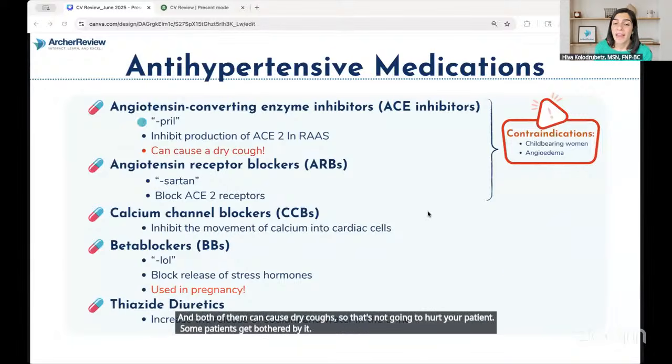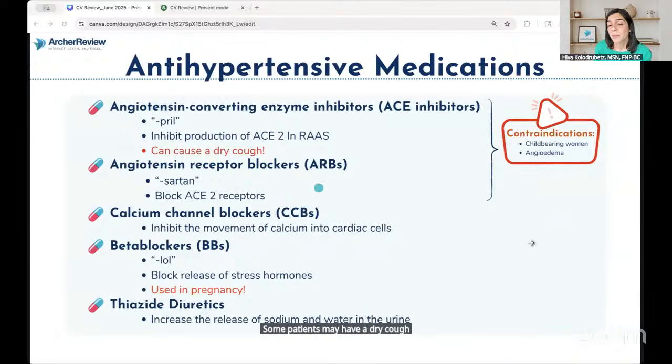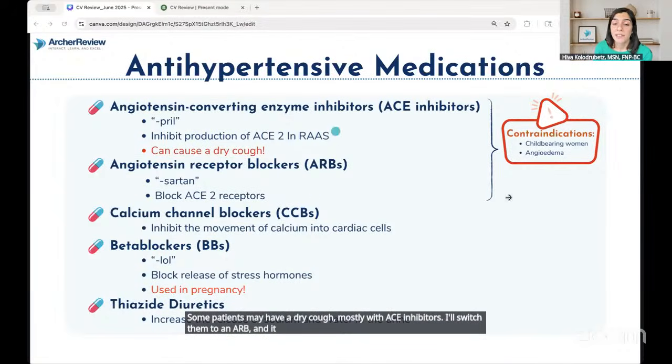Some patients may have a dry cough, mostly with ACE inhibitors. I'll switch them to an ARB and it'll go away. So you can kind of play around with that. But the dry cough is an expected potential side effect. Again, it's not going to harm them, but some patients get a little annoyed by it and want to switch to a different class of medication.